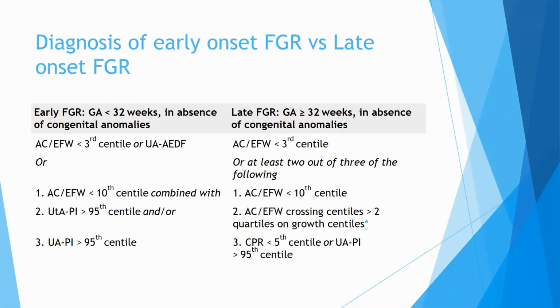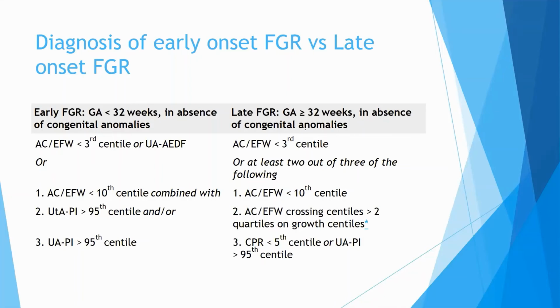Another criterion that can be used is if their growth is less than the 10th centile, combined with the uterine artery PI, which is higher than the 95th centile. Then we can also say that this baby has fetal growth restriction. Or if the umbilical artery PI is greater than the 95th centile, again, we can say that this baby has fetal growth restriction when they are less than 32 weeks.